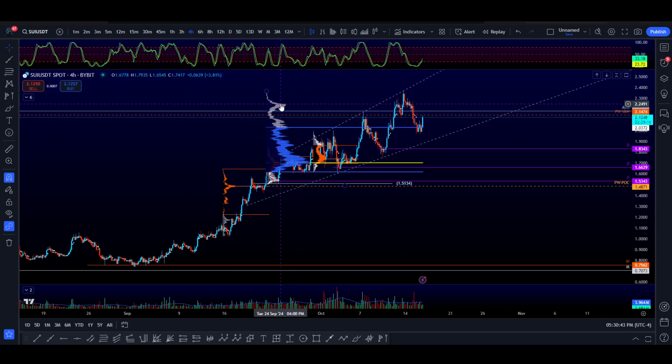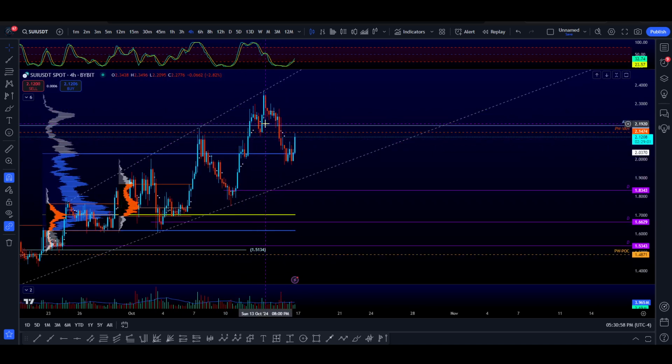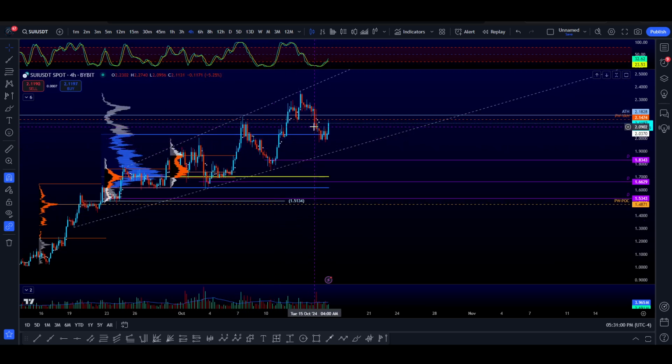What I can basically determine from this chart is, when I went ahead and pulled this fixed range volume profile tool, you can see we have a high volume node at around $2.25. We also have another high volume node right around the value area high, and the highest would be the point of control.